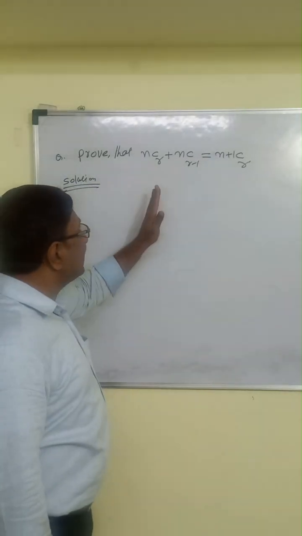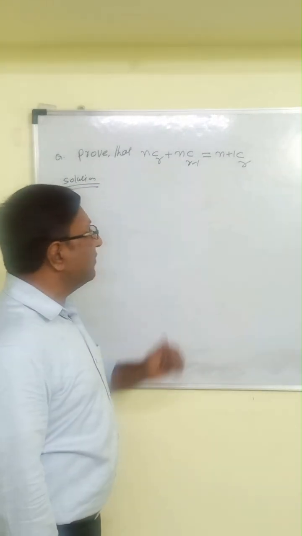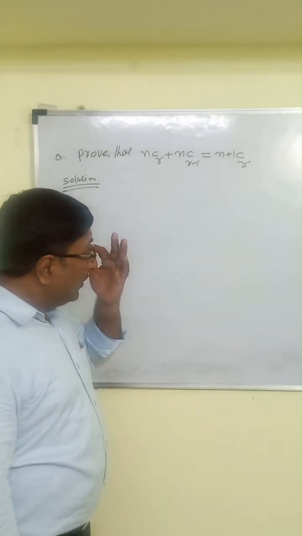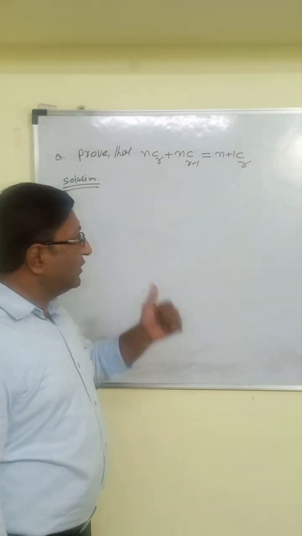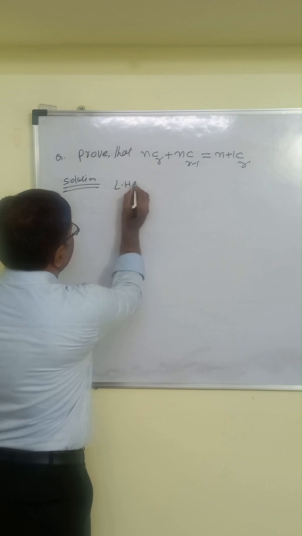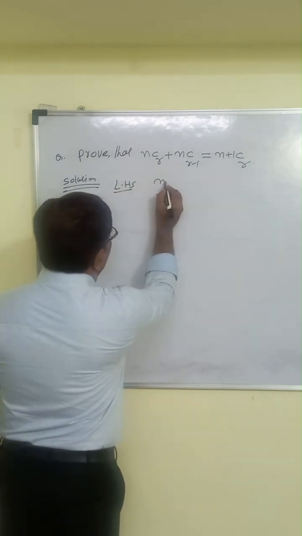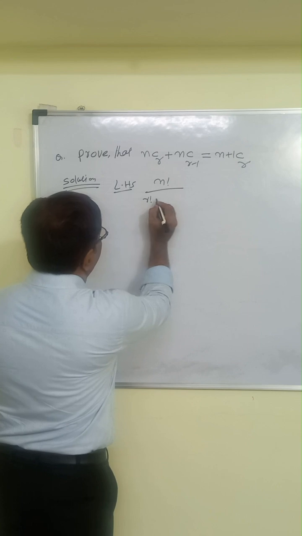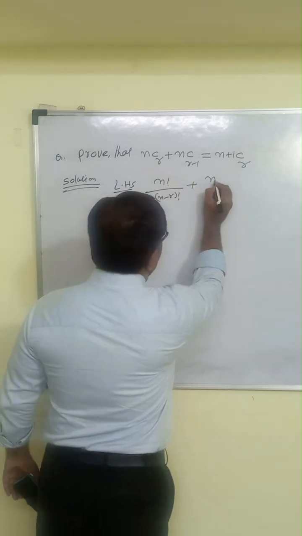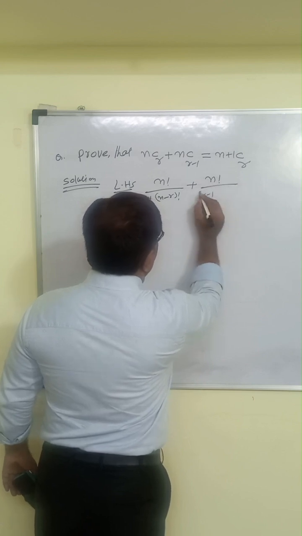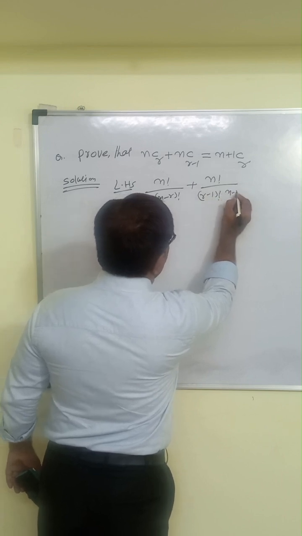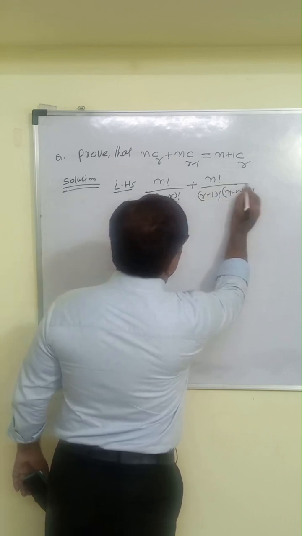Let us see the question. Prove that nCr plus nC(r minus 1) equals (n plus 1)Cr. We can very easily prove this question. How? First we see the LHS. The LHS is nCr, so we know the formula: n factorial over r factorial times (n minus r) factorial, plus nC(r minus 1), which is n factorial over (r minus 1) factorial times (n minus r plus 1) factorial.